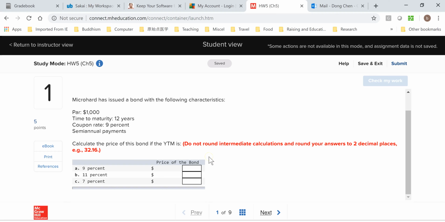This is question number 1 of homework 5. Microhard has issued a bond with the following characteristics. Par value is $1,000, time to maturity is 12 years, coupon rate 9%, semi-annual payments. So this means that we need to work with semi-annual terms for every variable. Calculate the price of the bond if the YTM is.